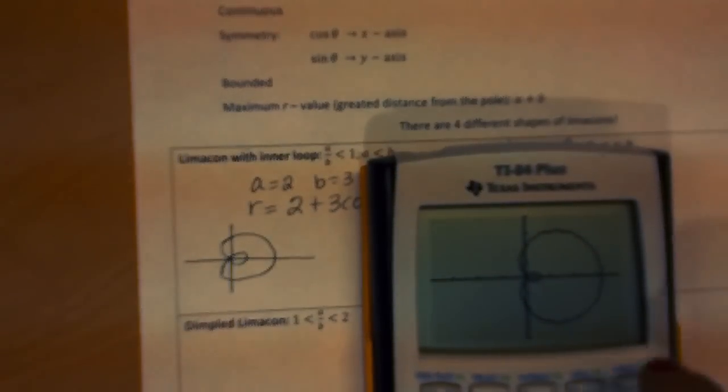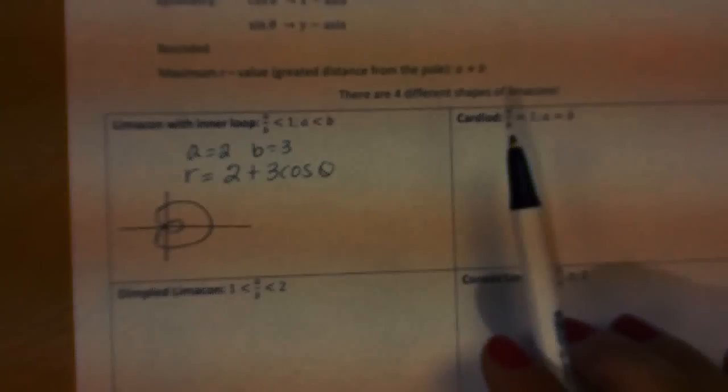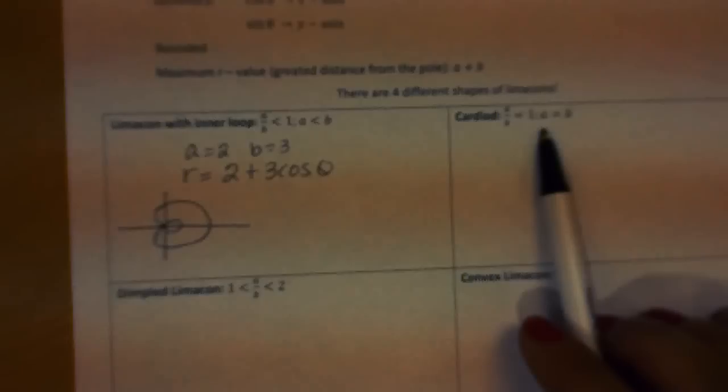Alright, so what you are going to do tonight is explore what the cardioid looks like. So you need to pick values of a and b so that they're equal. You need to find out what the dimpled limacon looks like, so your a divided by b has to be between 1 and 2. And then you're going to see what the convex limacon looks like, where your a over b is greater than or equal to 2.